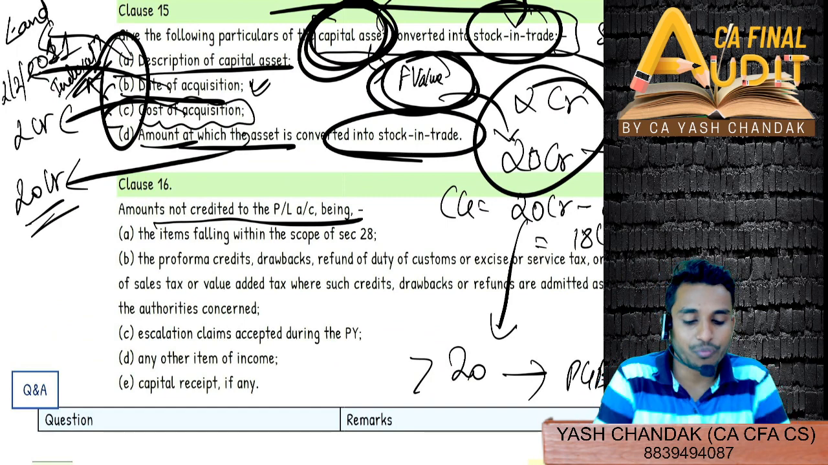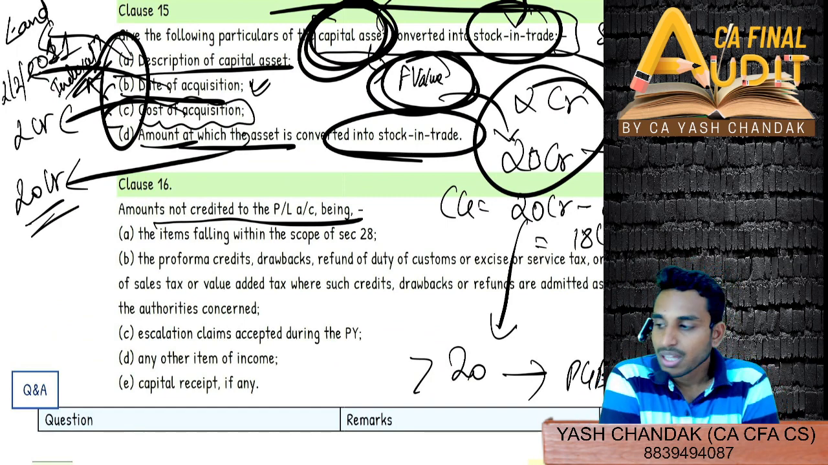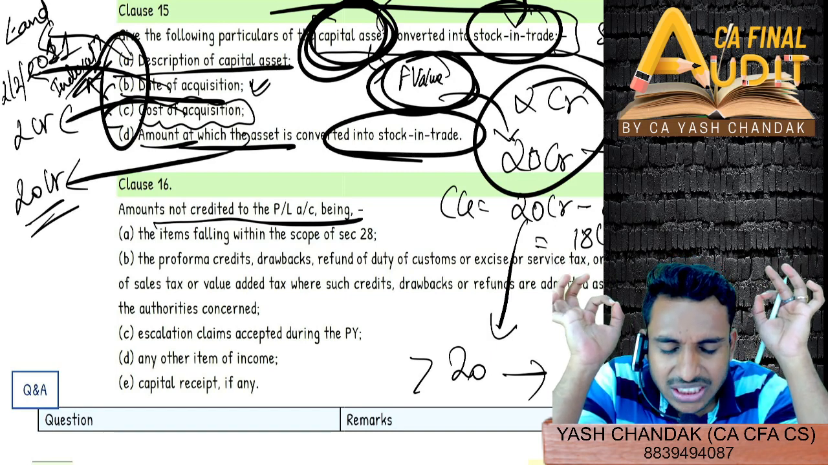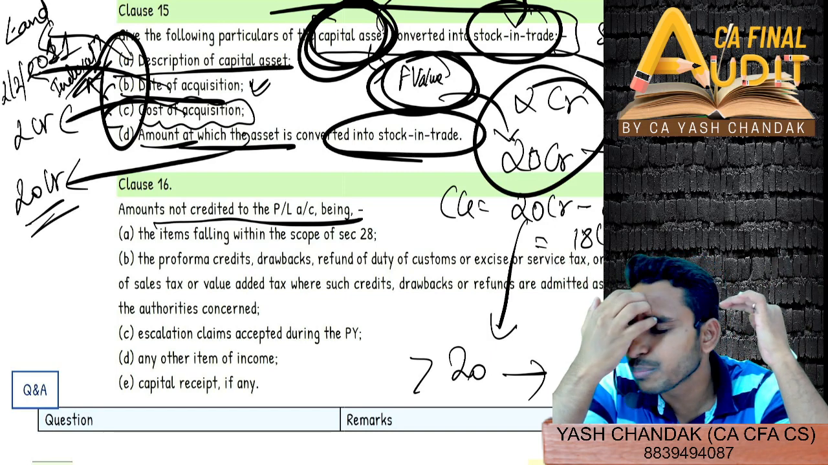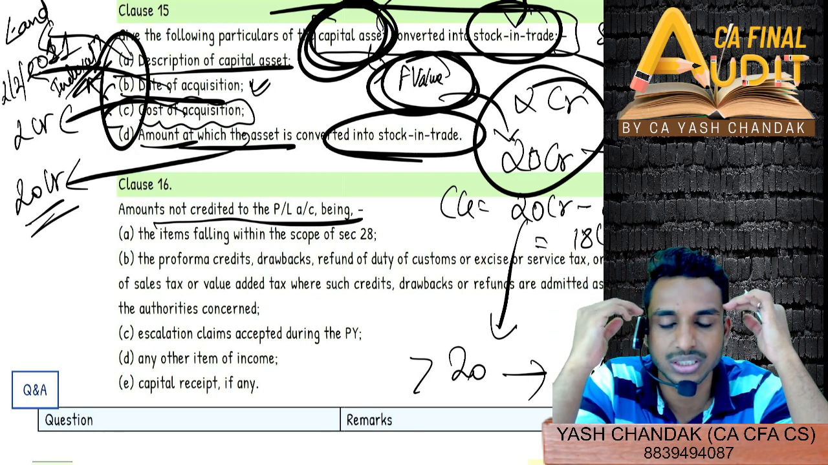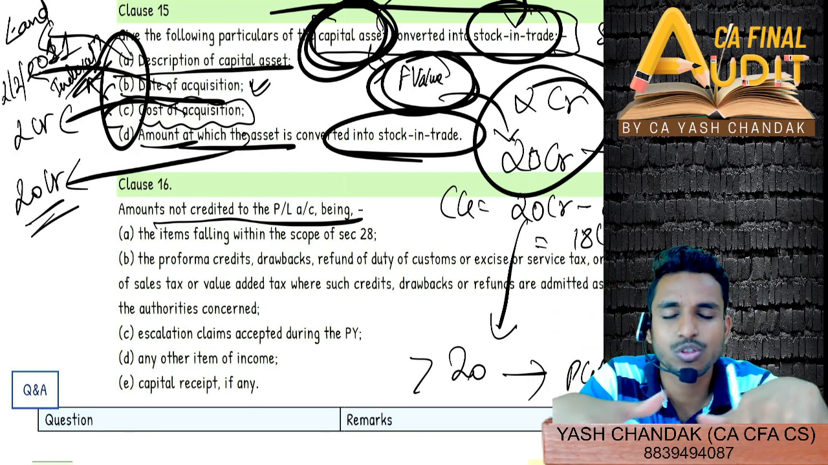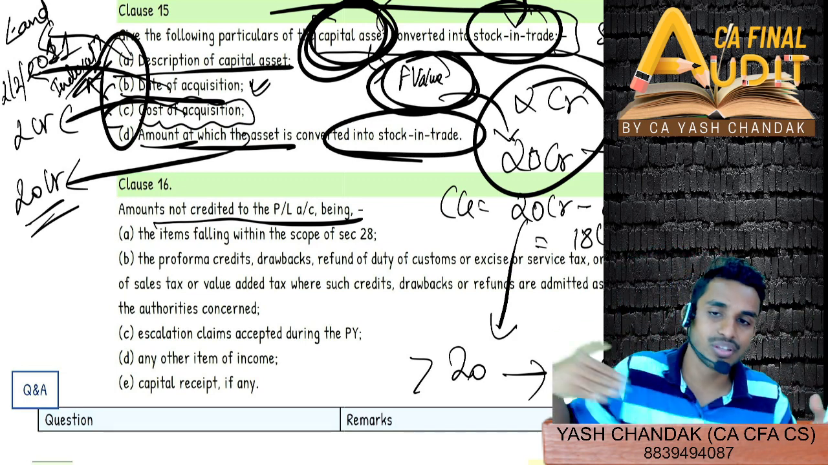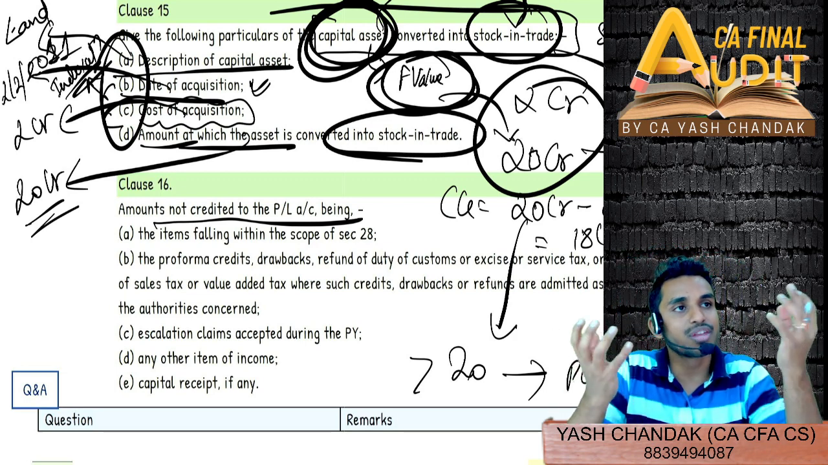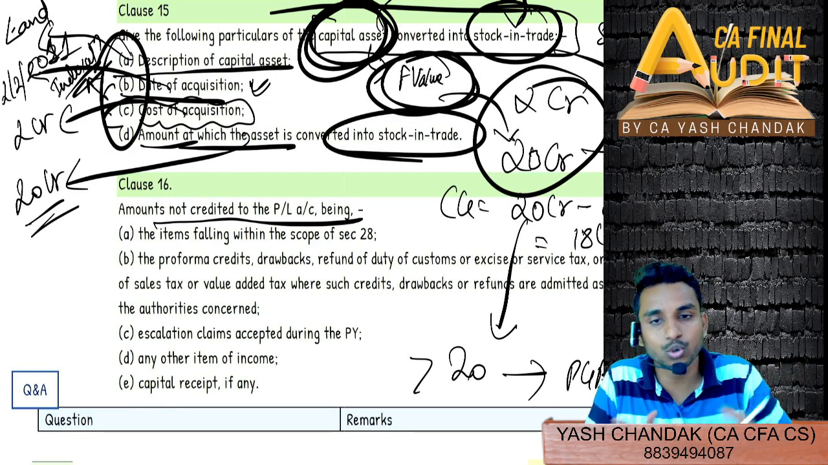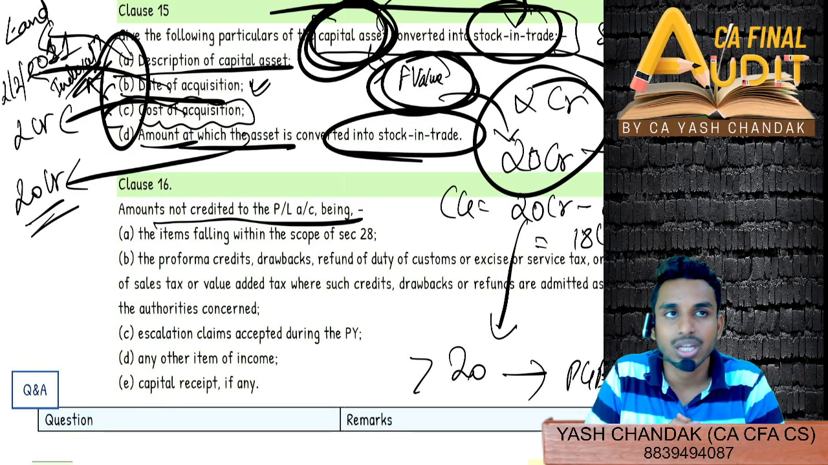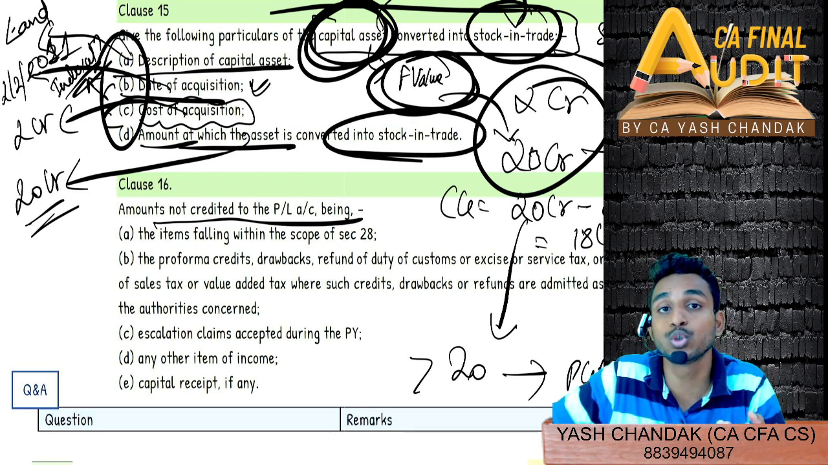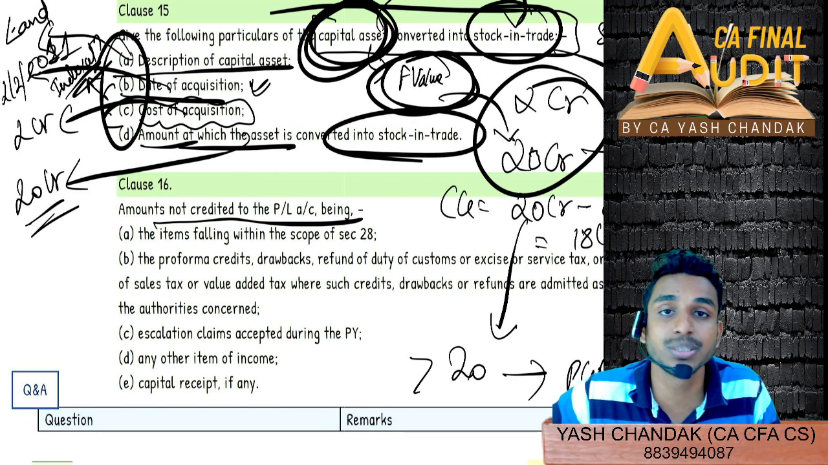Amounts not credited to profit and loss account being. What does this clause say? You might be aware about section 28 of Income Tax Act, which talks about PGBP section. There are so many items, so many clauses under section 28 which tell you to include this income, that income, right? Even if you are receiving any gift from the client, it will tell you to include that income also under PGBP. If you are receiving any contribution from the government as a promoter's contribution, it might tell you to include that income under the head PGBP.